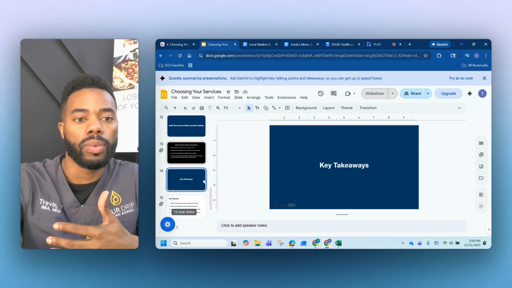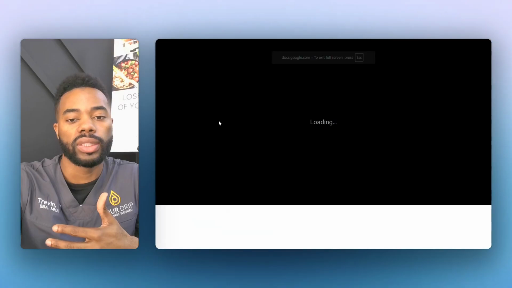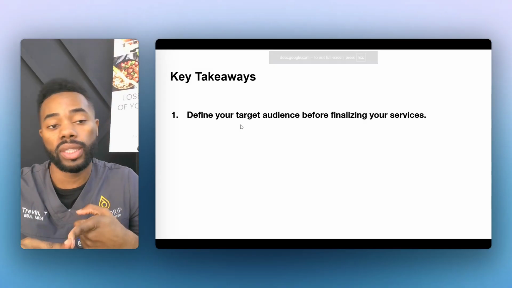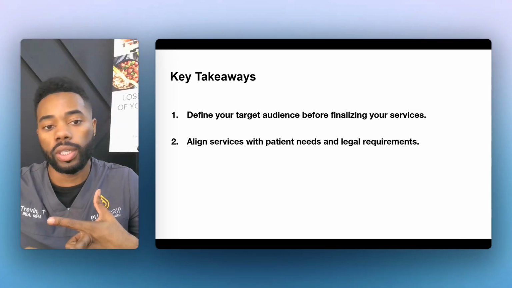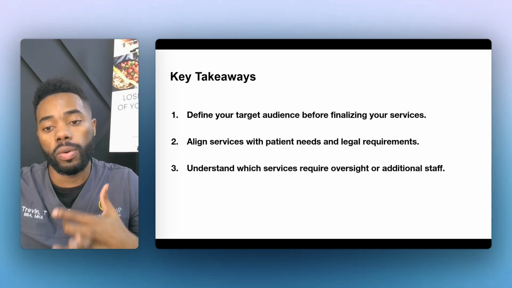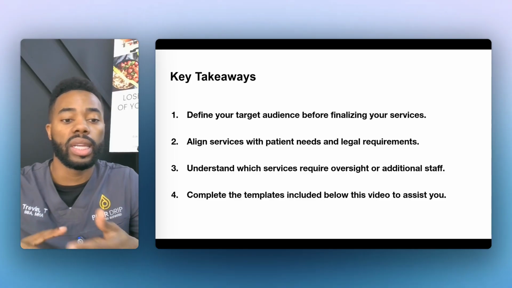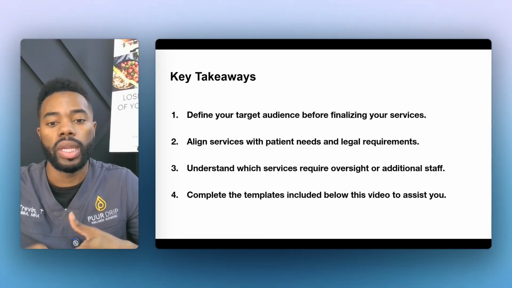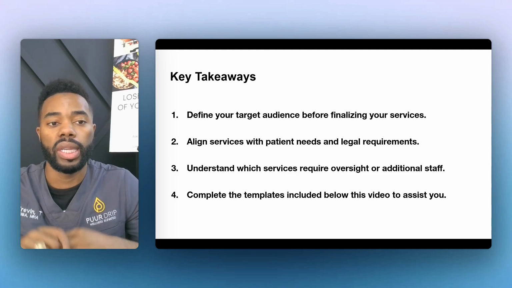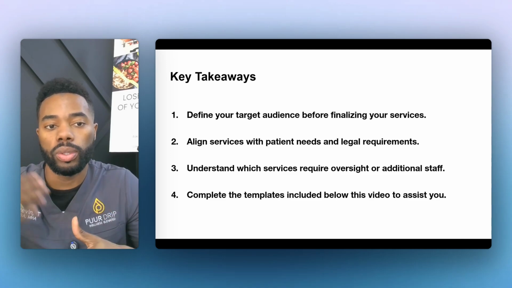Okay, and so now we're off to our key takeaways. Some key takeaways after this all is: define your target audience before finalizing your services, align your services with patient needs and legal requirements, understand which services require oversight or additional staff, and then lastly, complete that template that I showed you, included in the video below. It should be linked in the school module, and get that completed and saved somewhere so you can always reference it.